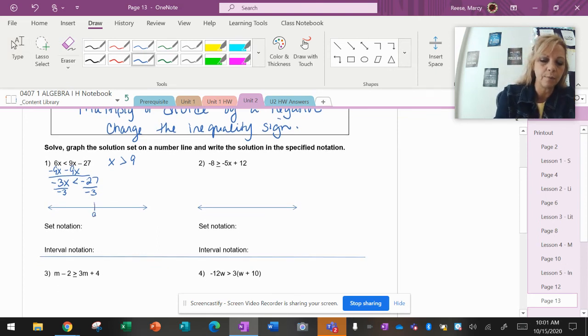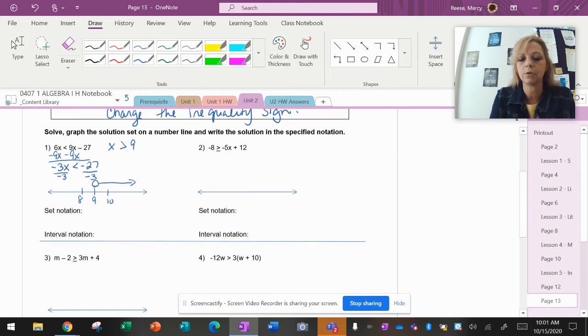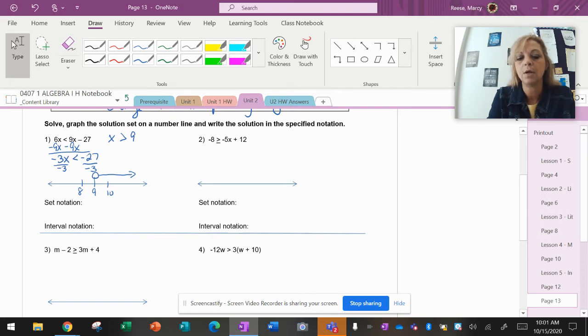And we have that. X is greater than 9. So I'm going to put it on my number line. Open circle, because it does not include 9. And then x is going to be any number greater than 9. So there it is. Set notation. Set notation is really already there: x is greater than 9.